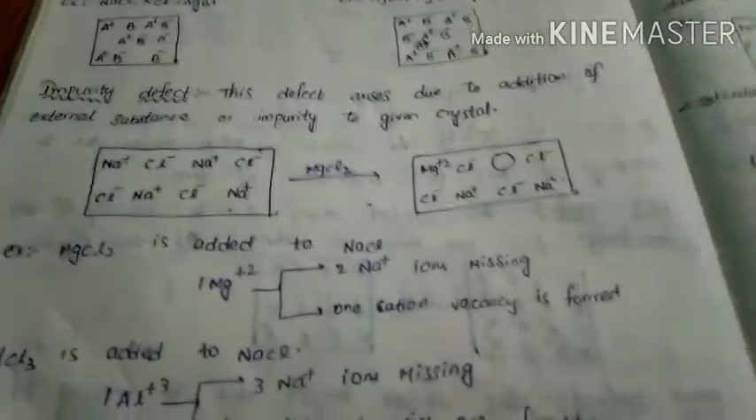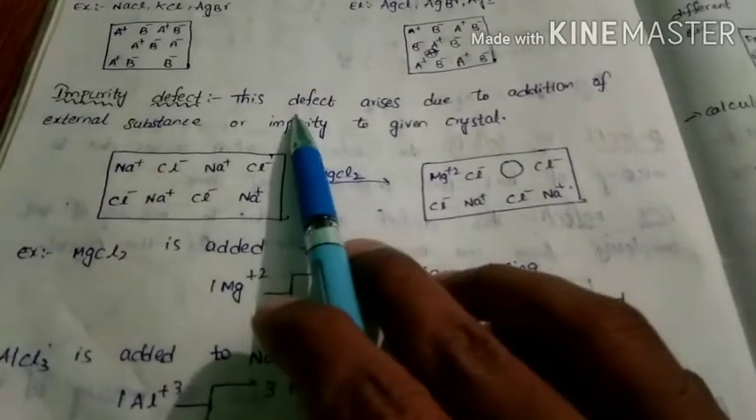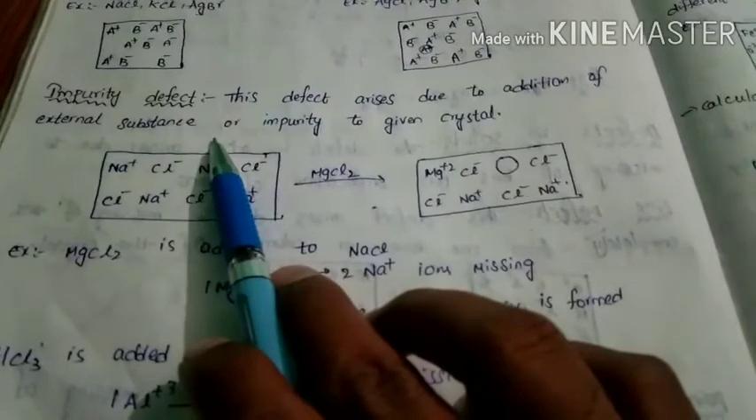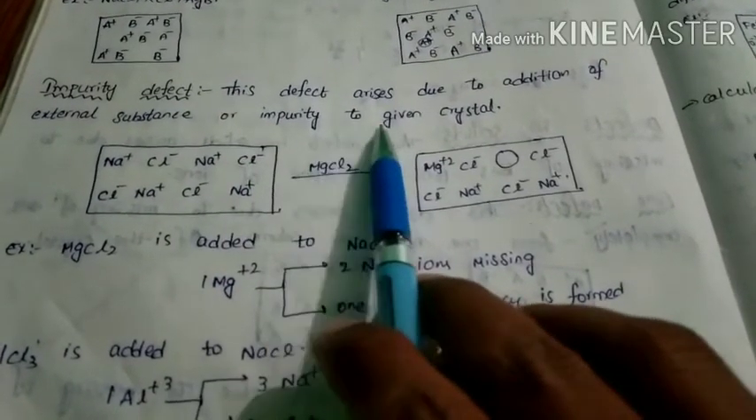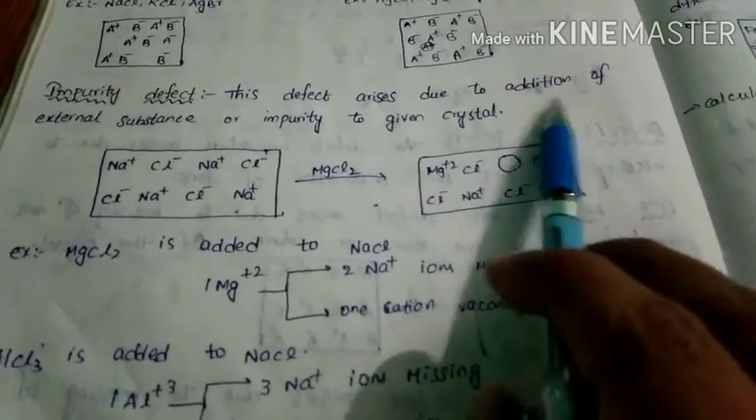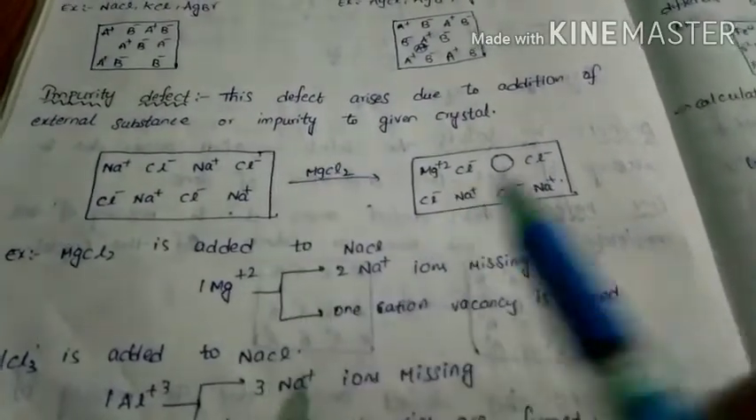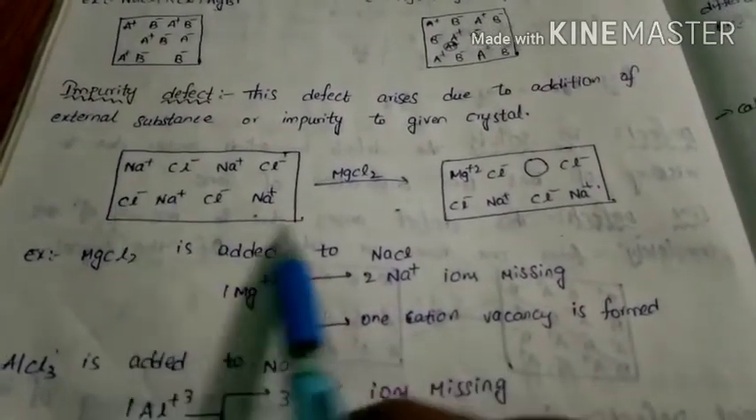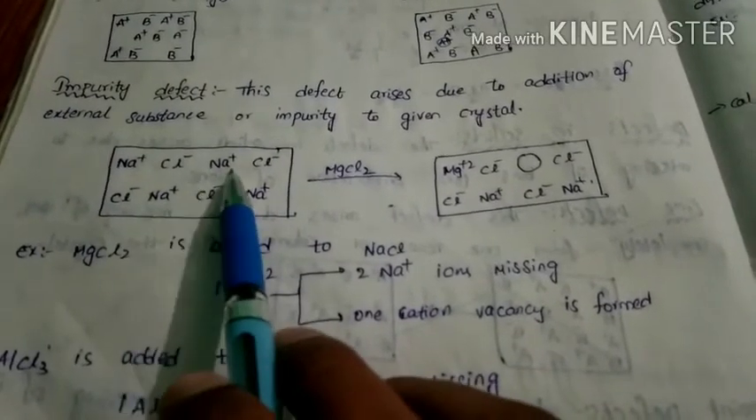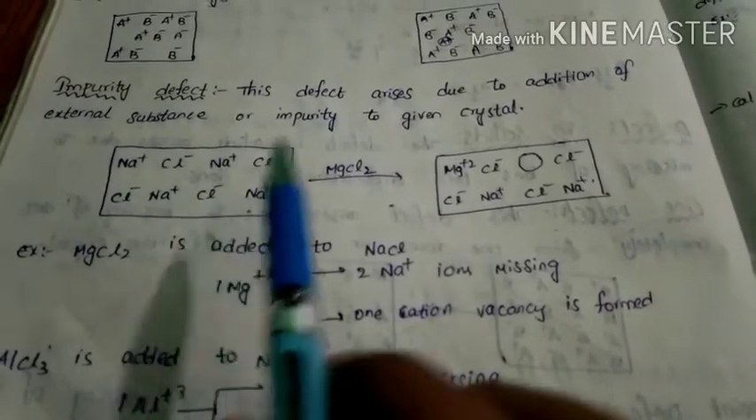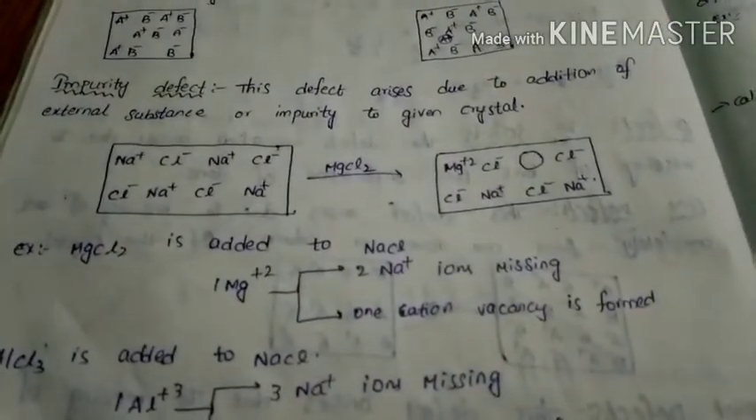Next, impurity defects. This is very important for competitive level. The definition is this defect arises due to addition of external substance or impurity to a given crystal. Suppose this is NaCl crystal, Na+ Cl-, Na+ Cl-. So positive ions and negative ions are present in alternate positions. This is a very important point.